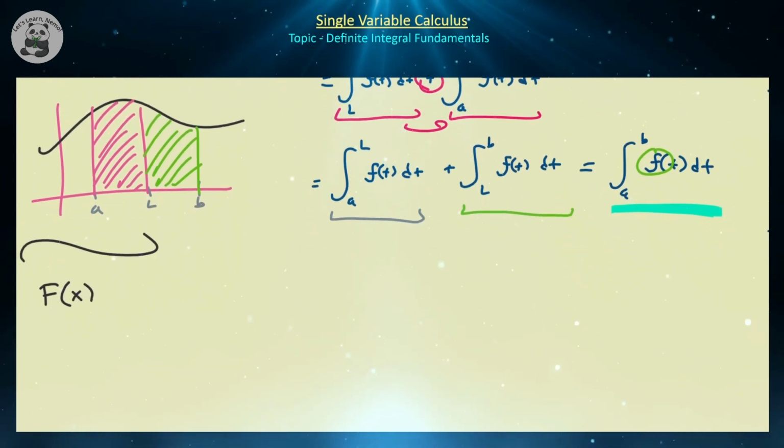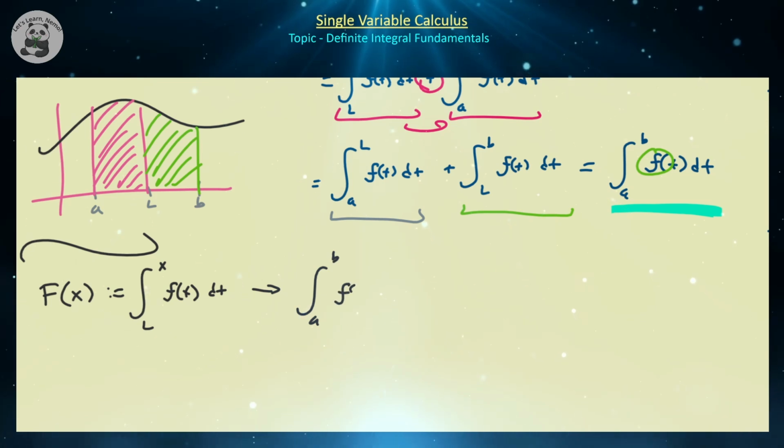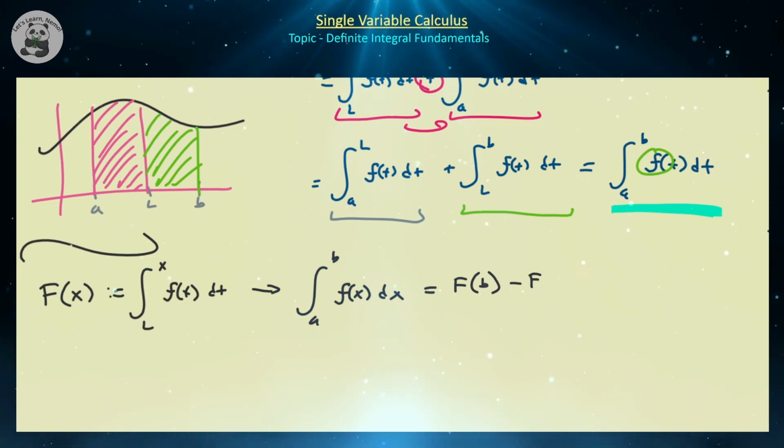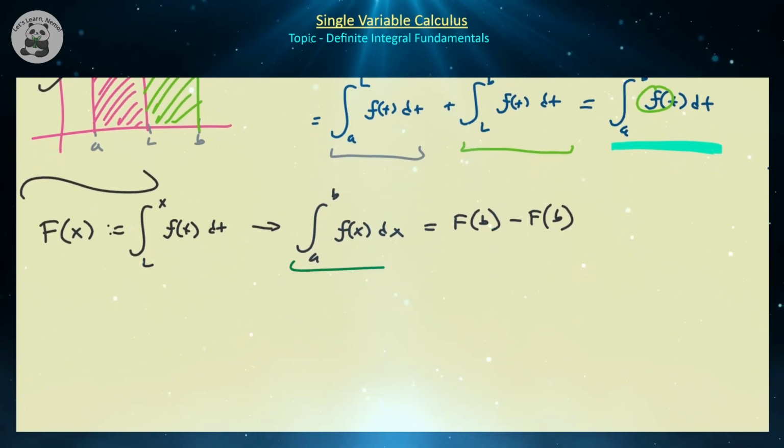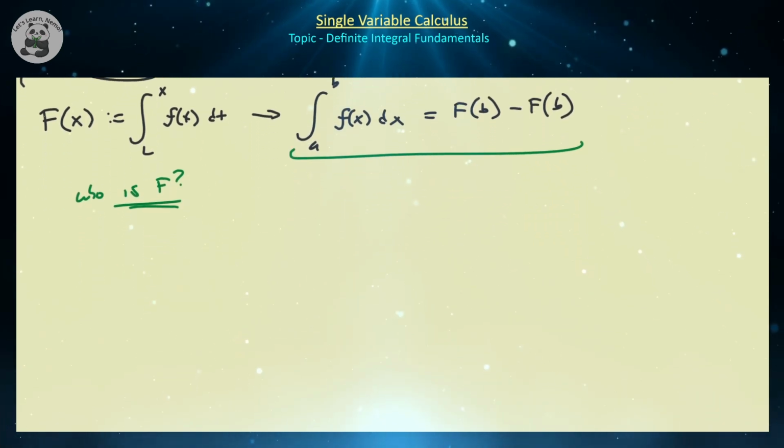So if F of x is defined to be equal to the integral from some number L to x of f of t dt, then the integral from a to b of little f of x dx will just be equal to that new function capital F evaluated at b minus that new function capital F at little a. Right? So that's pretty interesting, but still remains the question, who is F? Does the capital F have a particular relation to the function little f?